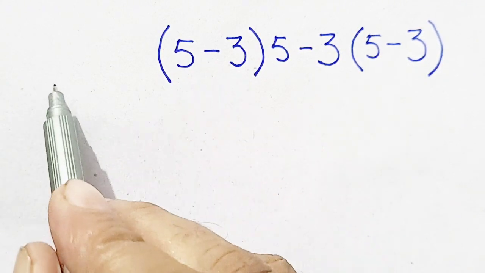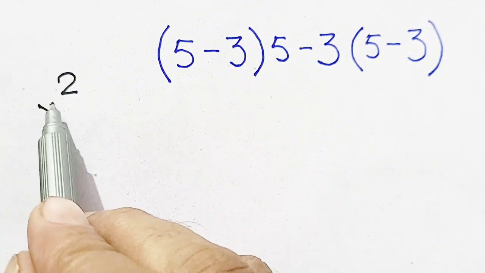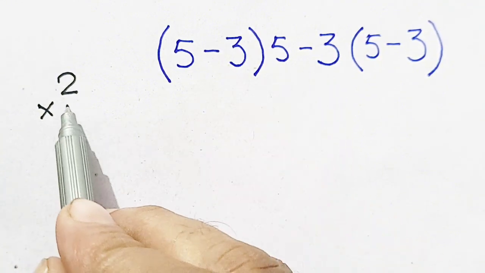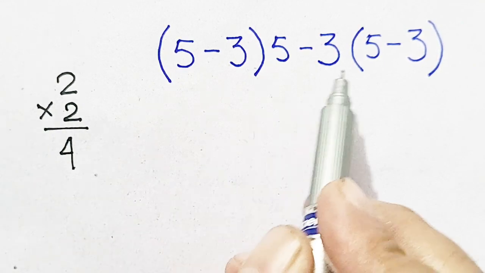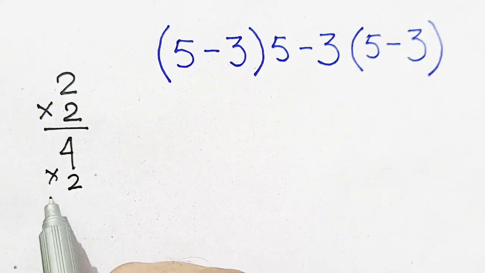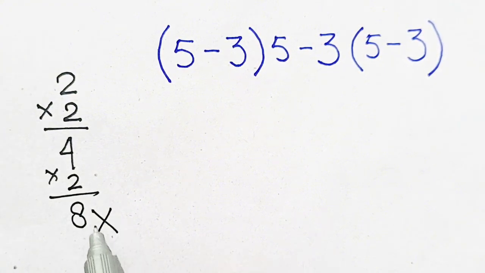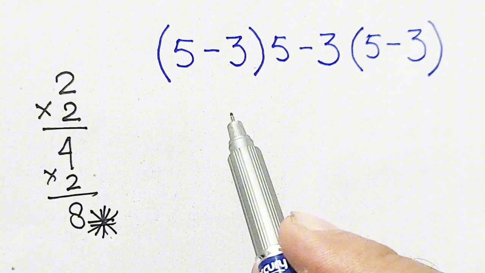5 minus 3 is equal to 2. Here is no sign, so we have to put multiplication sign. 5 minus 2 is equal to 2. 2 times 2 is equal to 4. And it is 5 minus 3, it is also equal to 2. 4 times 2, it will be equal to 8. But 8 is not the correct answer. So how do we have to solve it correctly?